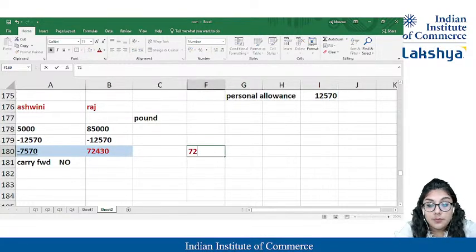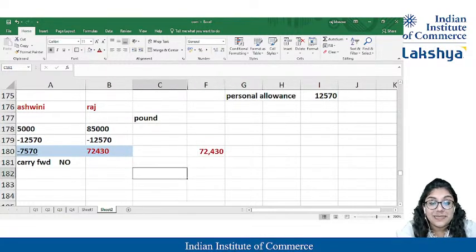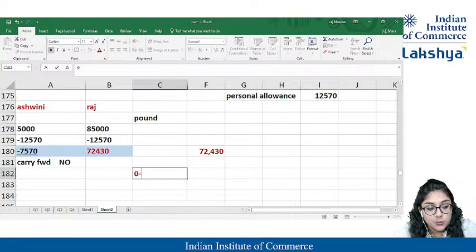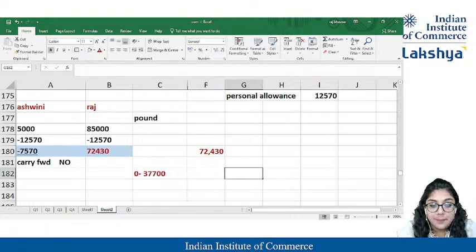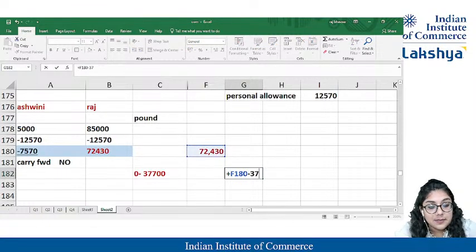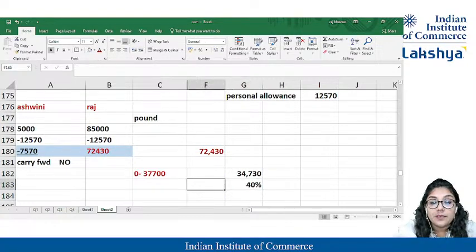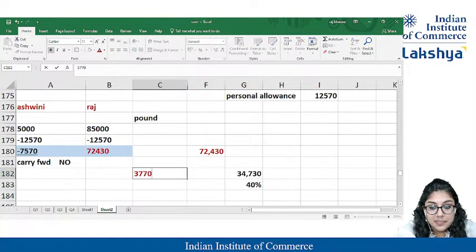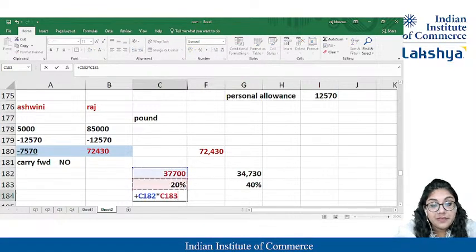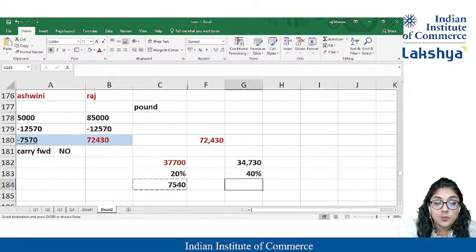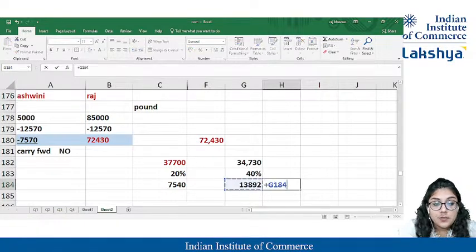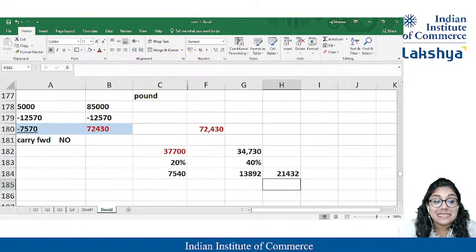Okay, ma'am, on this income, he was supposed to pay taxes on 2 slabs, 0 to 37,700 and beyond that 37,700. So 40% over here he used to pay. Over here, guys, he used to pay on 37,700, 20% tax. So if I figured it out, his tax liability was very high. Yeah, so he used to pay this many pounds in taxes.